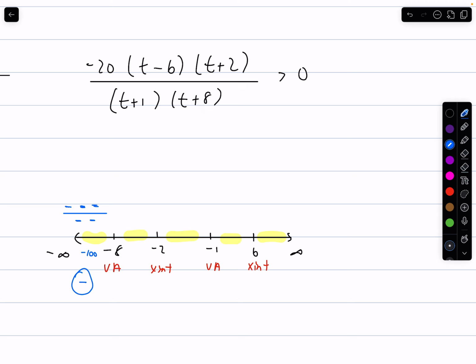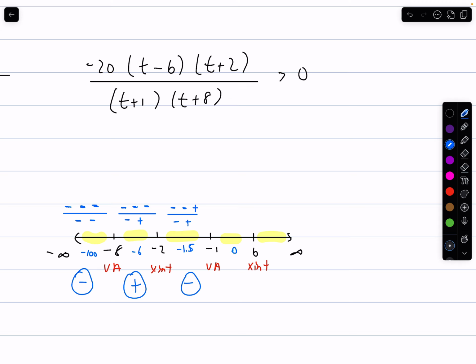From -8 to -2, the second zone, we're going to take -6. So you got negative, negative, negative over negative, positive. So the top, you got a negative over negative. This becomes a positive. Cool. Let's take -1.5. So we have negative, negative, positive, negative, positive. Cool. So we got positive over negative, which is a negative.